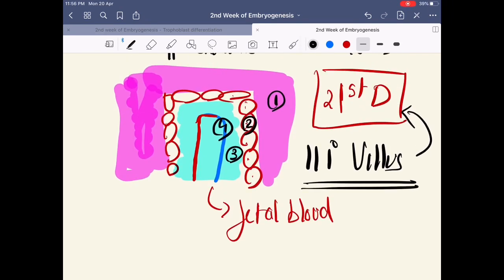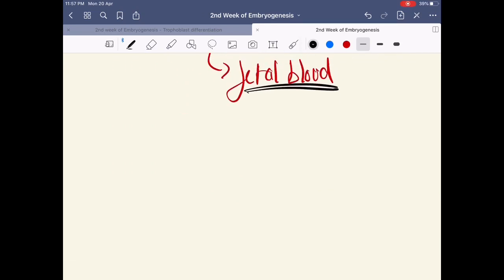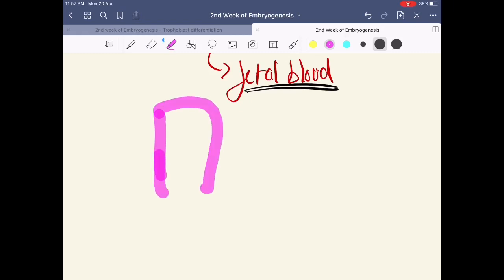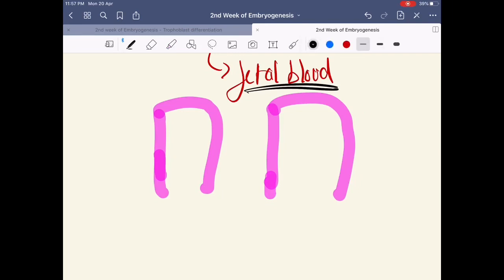Now I said that this is actually circulating fetal blood. You know that nutrient transfer between the mother and baby occurs between the maternal blood and fetal blood. If the fetal blood is here, where is the maternal blood going to be? That is going to be in the lacunae. Remember how we said that the lacunae are going to unite and make our syncytium into trabeculae? And of course you have your cytotrophoblastic cells there.